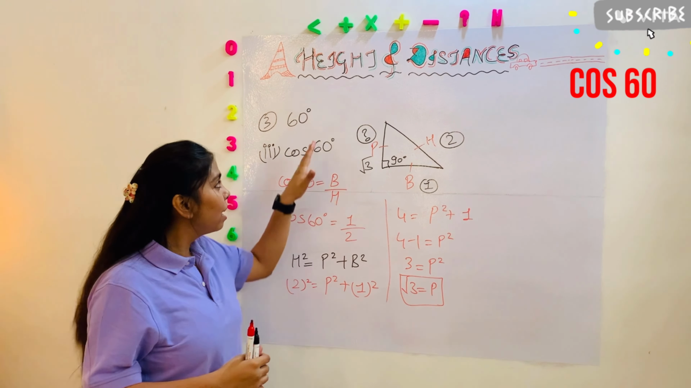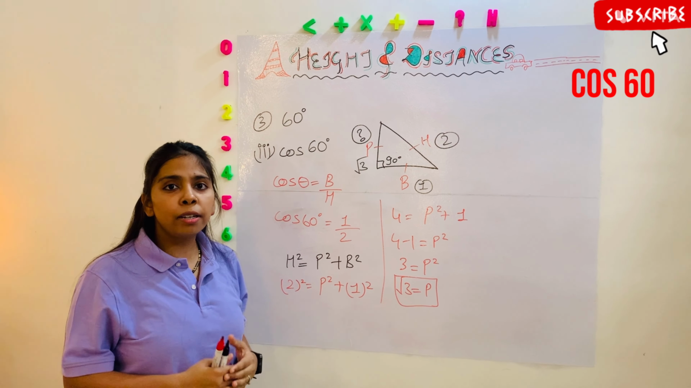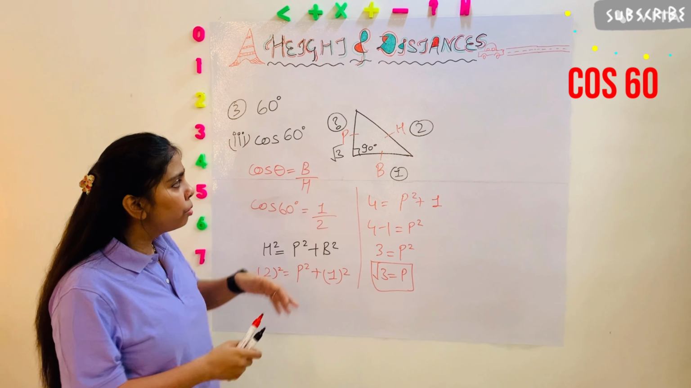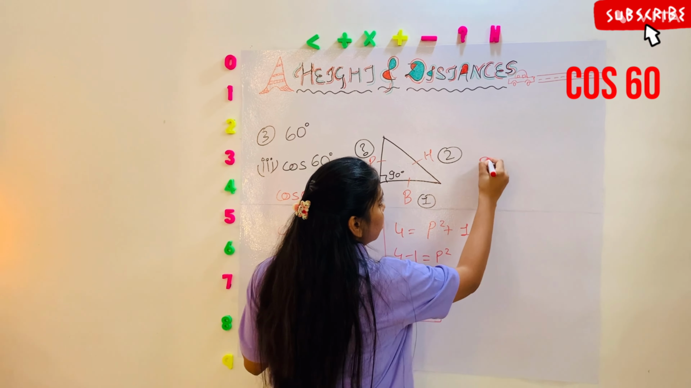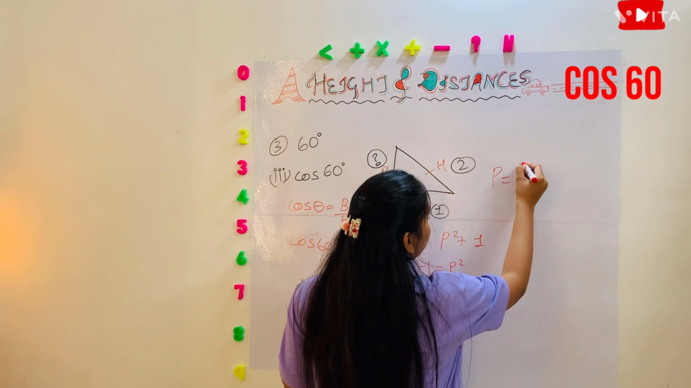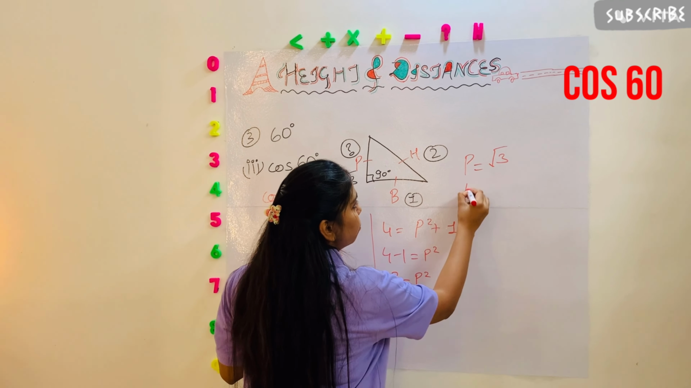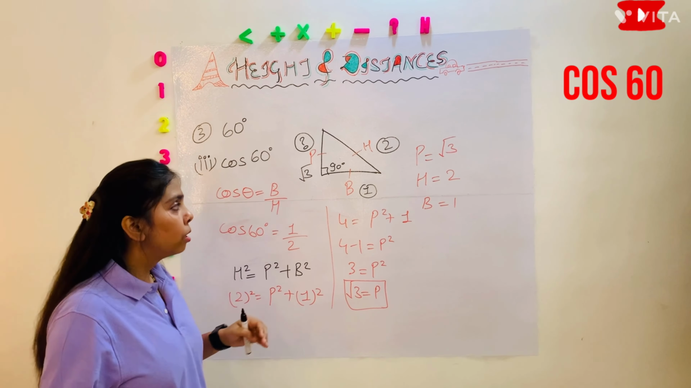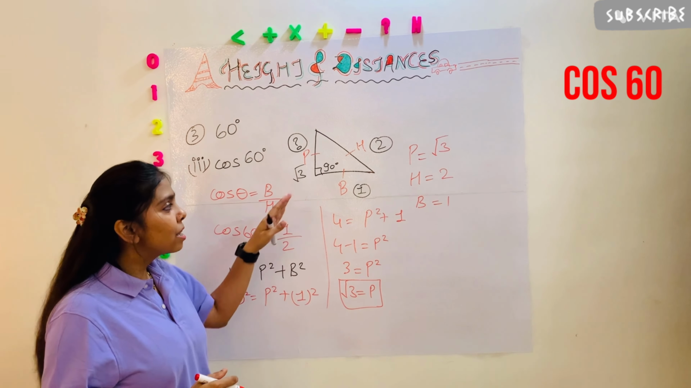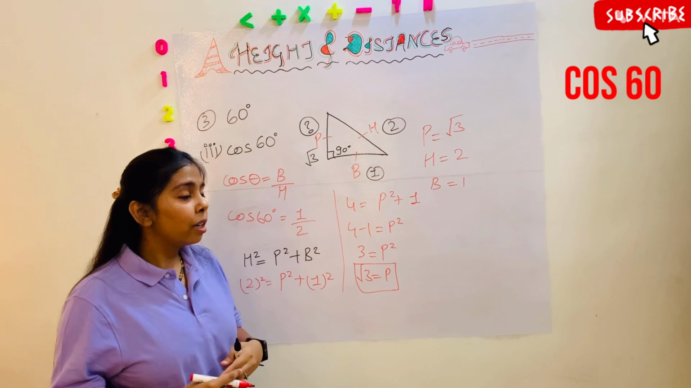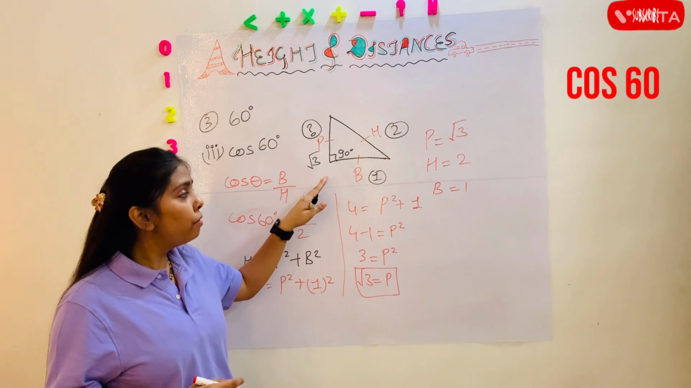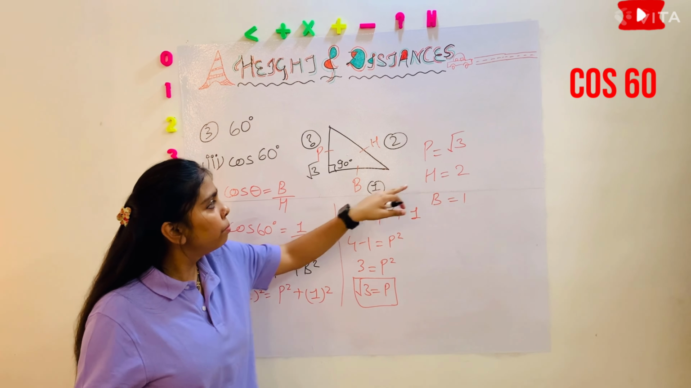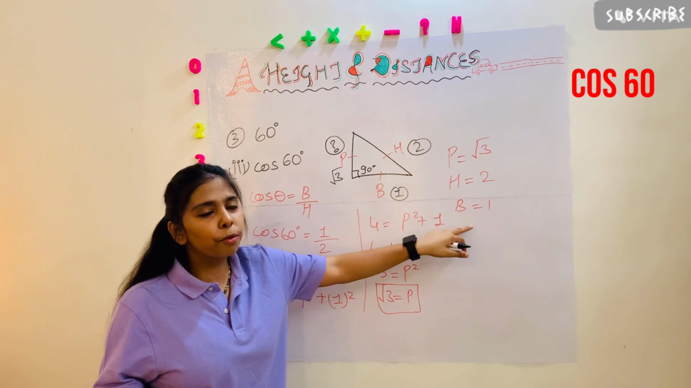Have you noticed that for the angle 60 degree in every case, whether it is tan, cos or sine, the value of perpendicular is under root 3, and the value of hypotenuse is 2, and the value of base is equal to 1. So you don't need to remember the separate values of sine, cos or tan. You only have to remember the values of the sides of this triangle: perpendicular is under root 3, hypotenuse is 2, and base is 1.